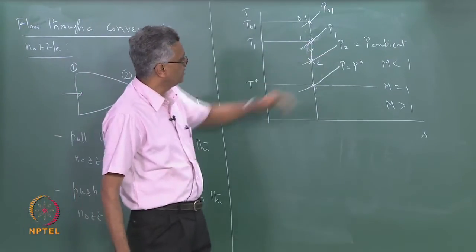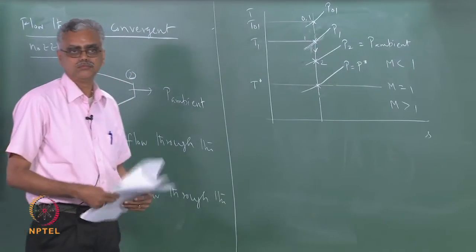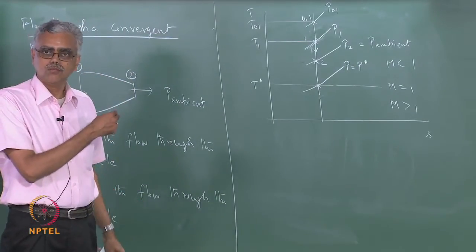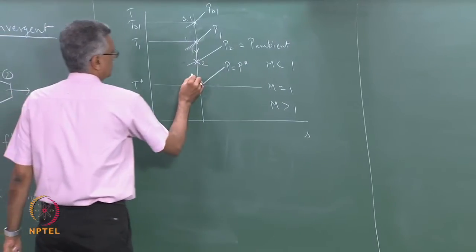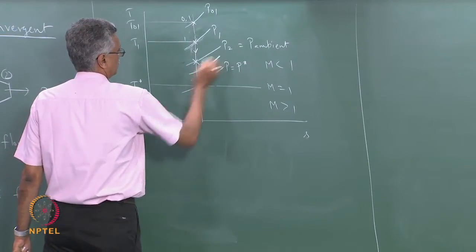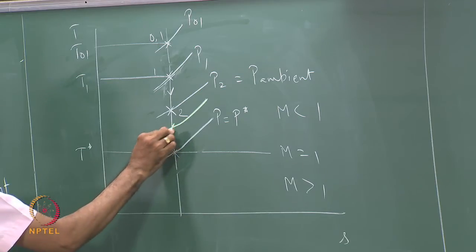Now if I lower the ambient pressure a little bit more, right, I can get more flow to go through the nozzle. So let us say that I lower the ambient pressure something like this, right. Now my state 2 will come here.